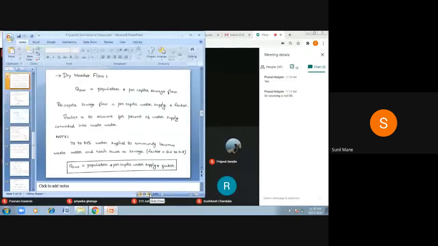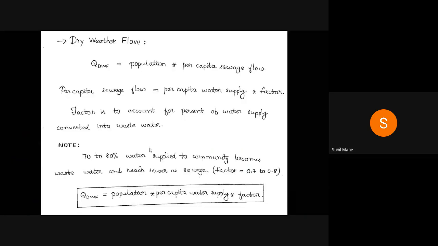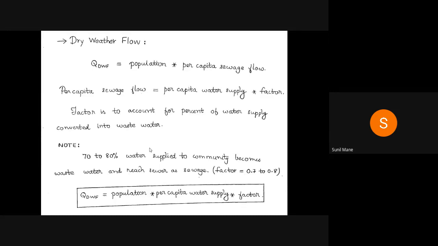So again, it is concerned with design, how the water supply system has been designed. It all depends on that per capita water supply. We take the per capita water supply and multiply by the factor. The factor accounts for the percentage of the water converted into wastewater. Generally the factor would be 70 to 80%, as I've told you.